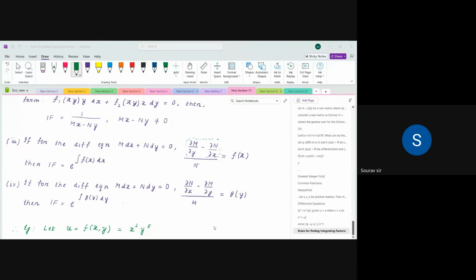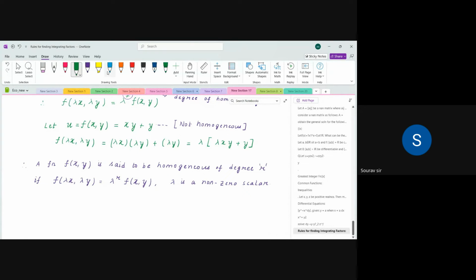Okay. Now let's take a question to understand how we identify this. Let's say the question is we want to find the integrating factor.